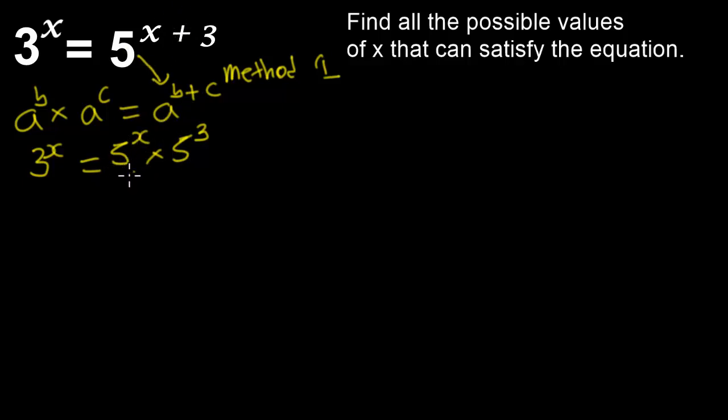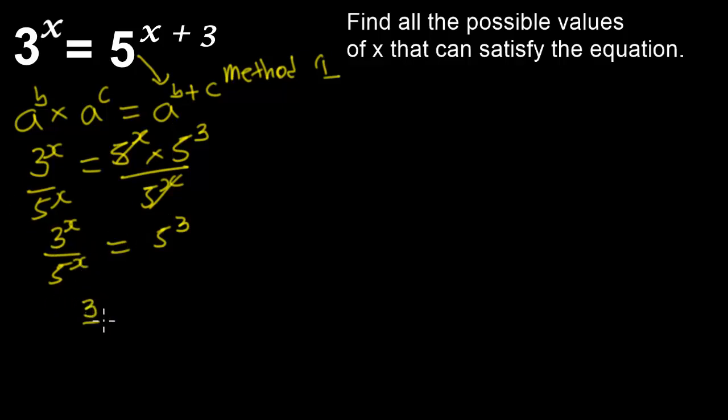So now let's continue. Over here, we are going to divide both sides by 5 exponent x. Now we are going to have 3 exponent x all over 5 exponent x. So this will be equal to, so 5 exponent x will take care of 5 exponent x. We are going to be left with 5 exponent 3 here. And then we have the same exponent over here. So what we are going to do is factorize the exponent out. So we are going to have 3 over 5 all exponent x. So this will be equal to 5 exponent 3, which will give us 125.